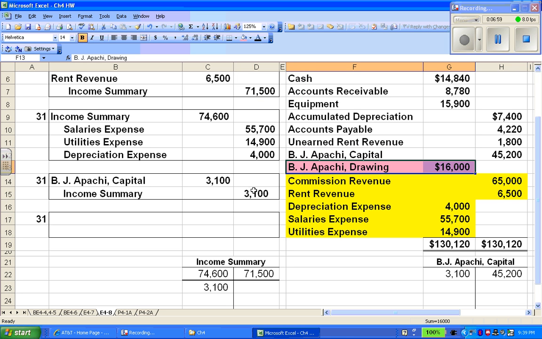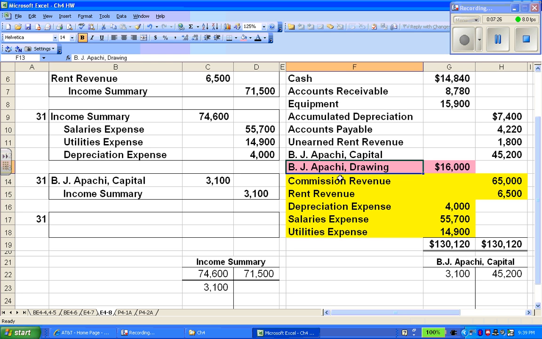The drawing account does not get closed out to the income summary. When an owner draws money from a company, that's not income or expenses. Actually, that's a contra equity account, and it shows up in our owner's equity, but it's a drawing account, and we're going to just post that.